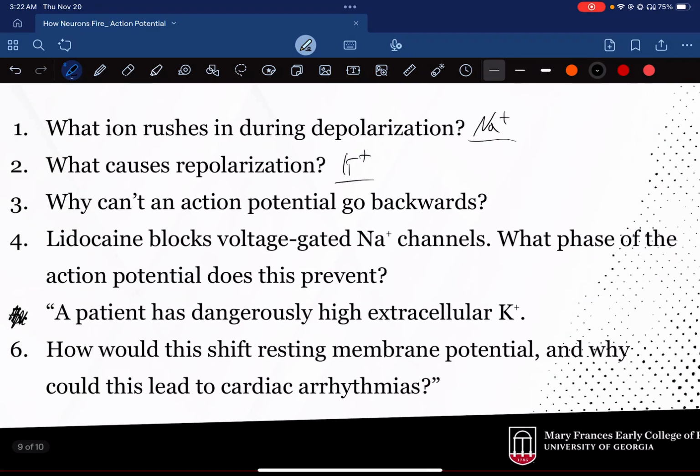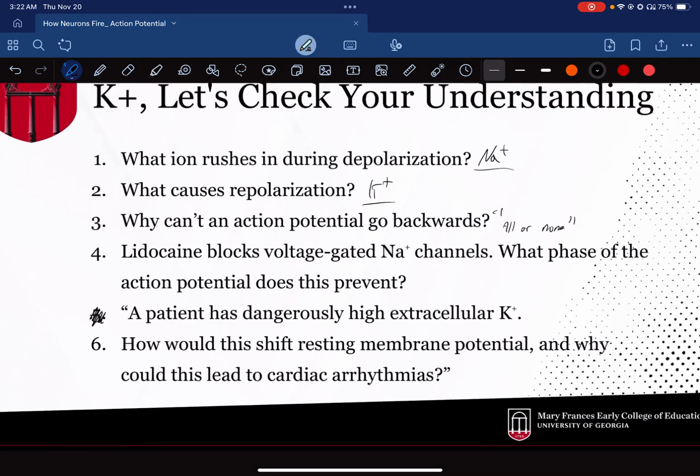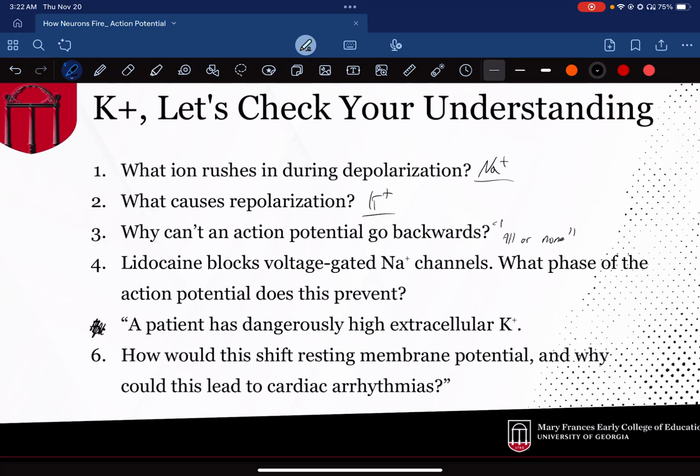Why can't an action potential go backwards? Well, we know that action potential is experienced in an all or none mechanism, where an action potential goes through a threshold and can no longer stop or go backwards. It only goes forwards. Let's get into some more specific questions, specifically in anatomy and in a medical sense.